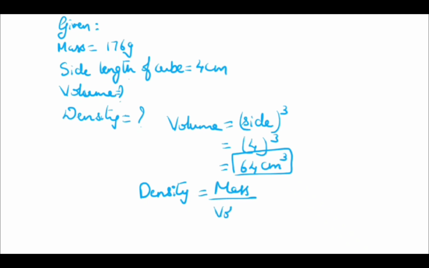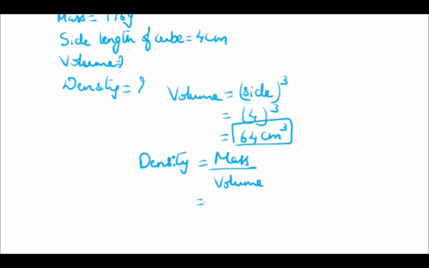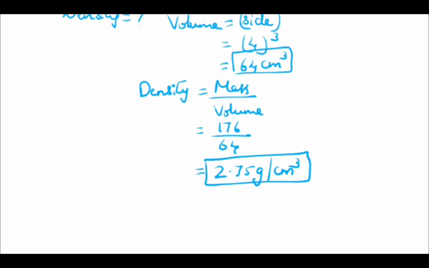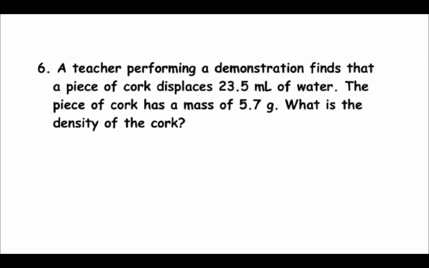Yes, now proceed to density. Mass upon volume, which is equal to, what is the mass? 176 upon volume is 64. Which is equal to 176 divided by 64 is equal to 2.75 grams per centimeter cube. Very easy sums, children. Just one formula to work with.